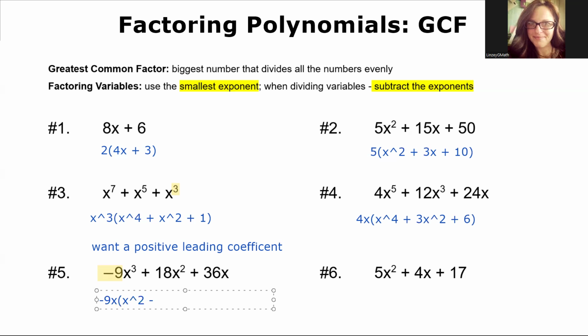18 divided by -9 is -2. We're left with x to the first power. 36 divided by -9 is -4. And x divided by x is 1. So that's how you factor out a negative number. And now we have a positive 1x squared as our leading term.